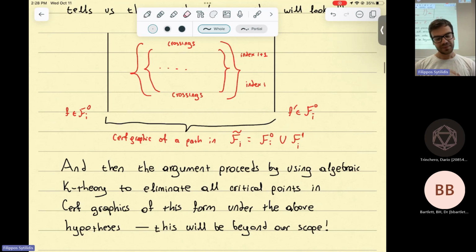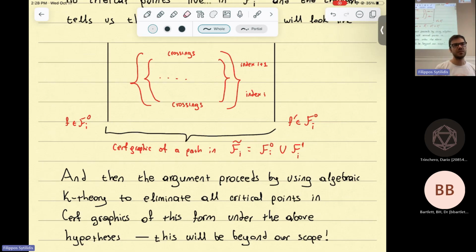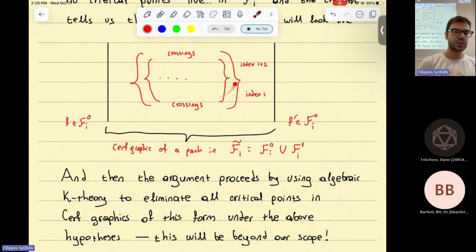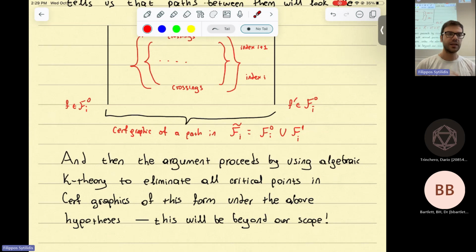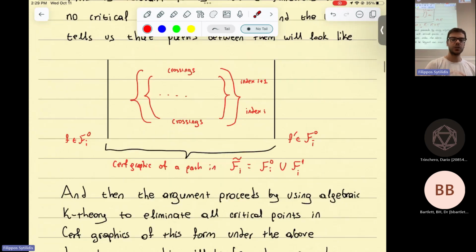But okay, good. The thing that we are not going to see, and it's beyond the scope, is that if you have a path which looks like that, then there is an argument, which I still don't quite understand, that uses algebraic K-theory and shows you how to eliminate critical points in a path whose graphic looks like this. That's going to be the last piece of the argument required to prove the pseudo-isotopy theorem, which we're not going to see.